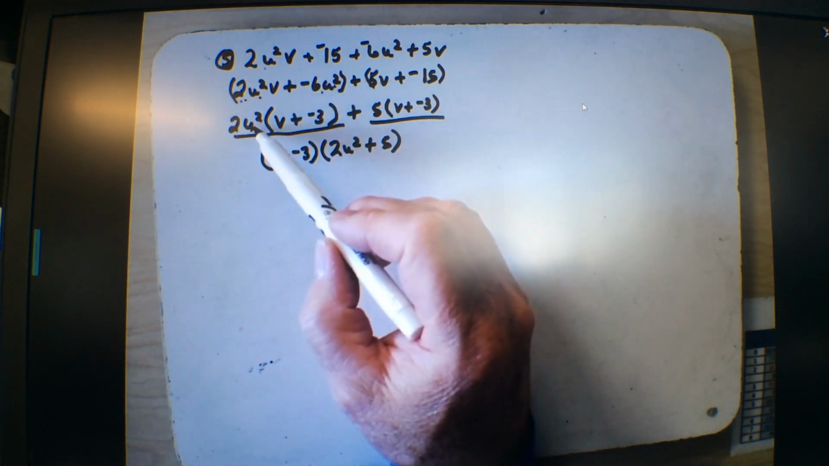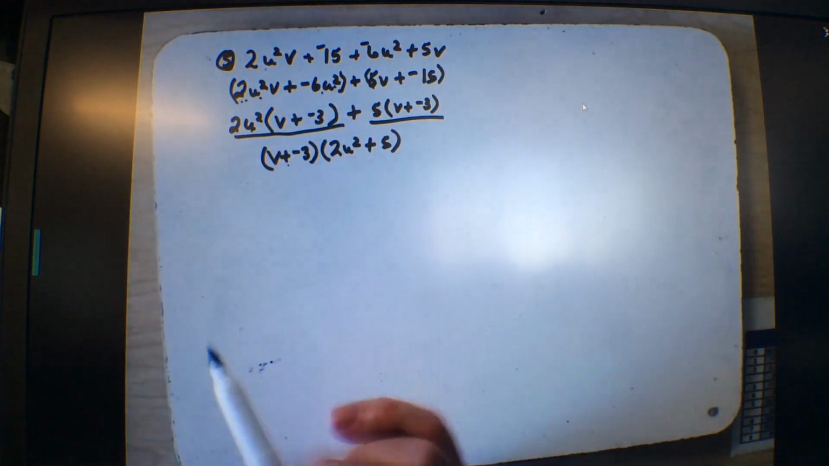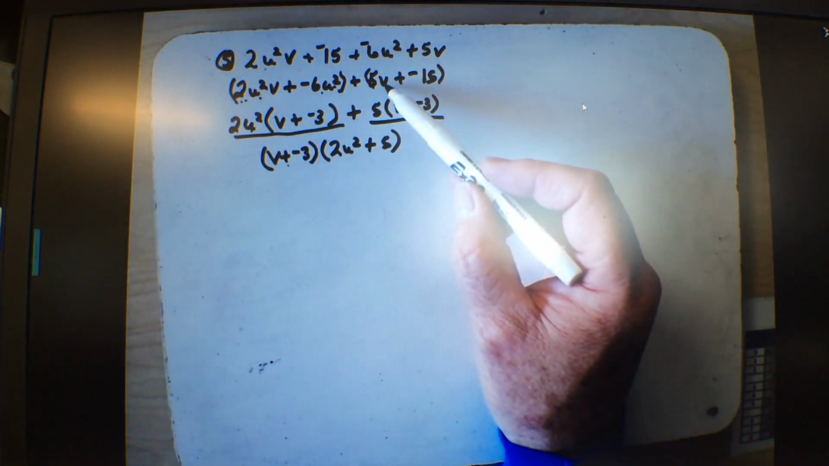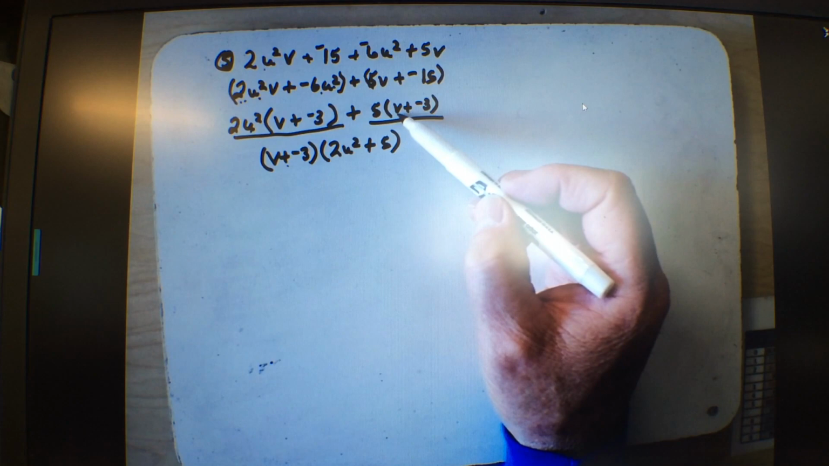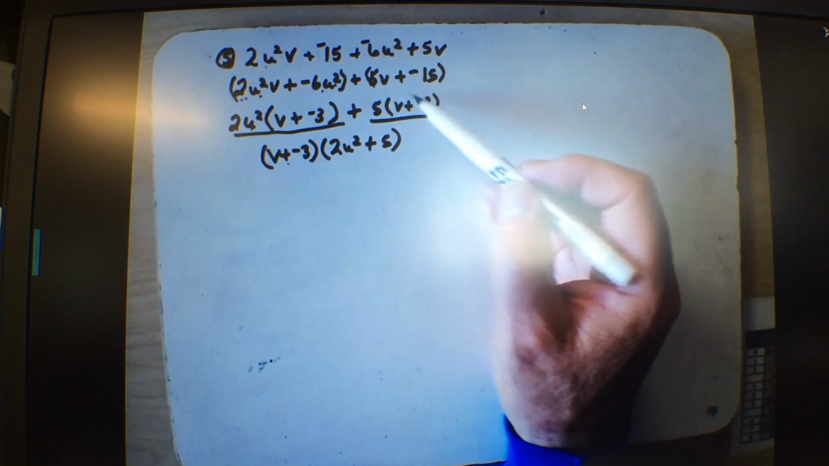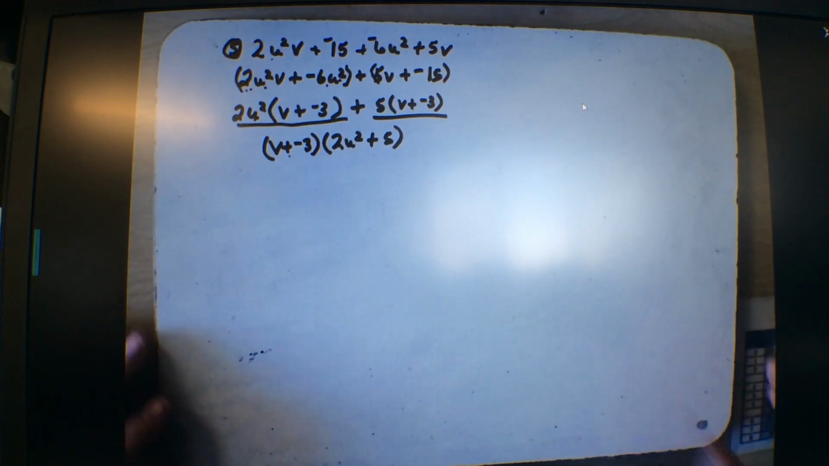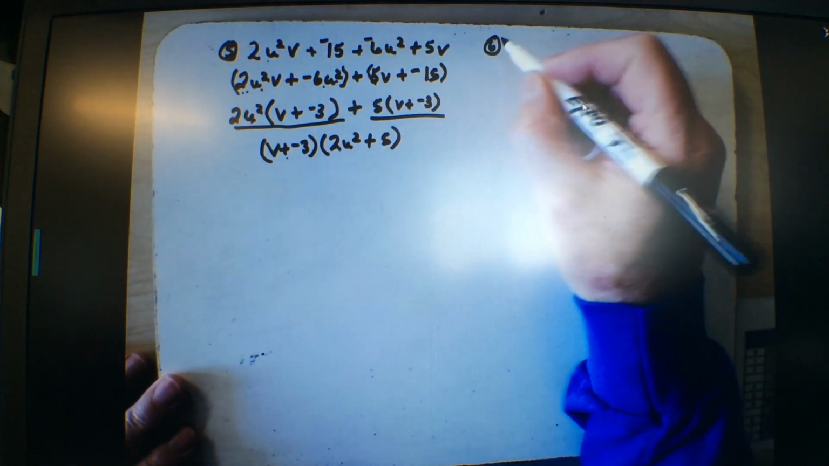And u squared divided by u squared is 1. I'm really dividing it out. Does that make sense? So I would divide this one, I take 5v divided by 5, which is v, and the negative 15 divided by 5, which is a negative 3. Does that make sense? Yeah. Okay. All right. Jackson, any questions? All right.